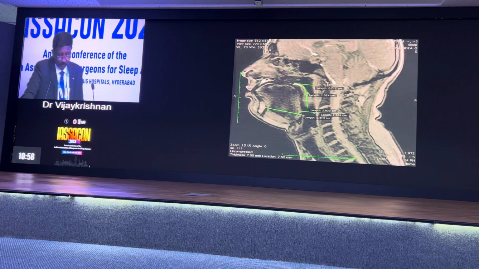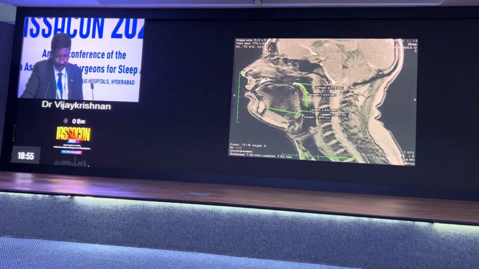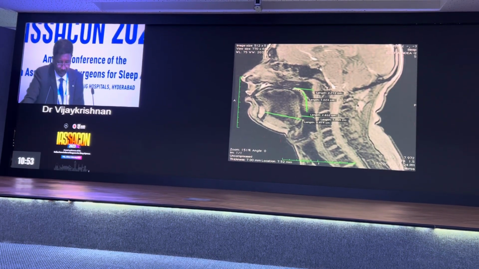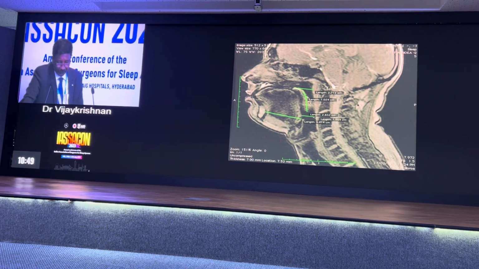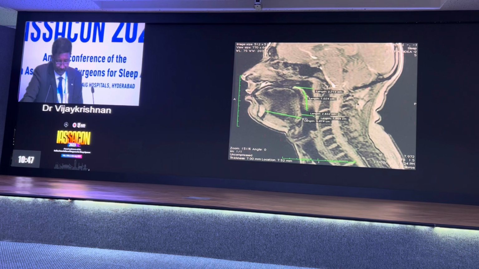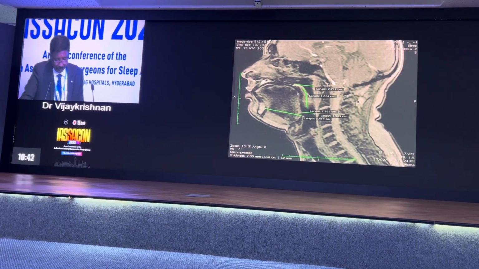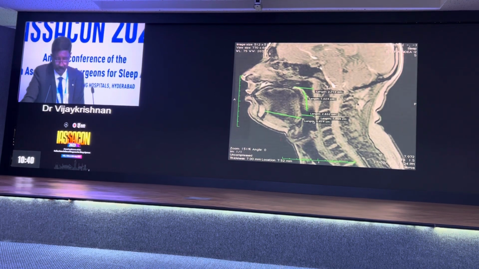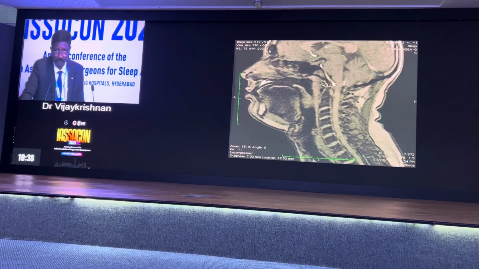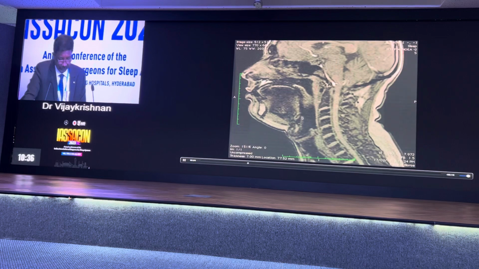And if you use the software, you yourself can assess and measure the length of the posterior airway space at the level of velum, at the level of palate, at the level of tongue base, etc. And you can measure the length of the soft palate and length of the tongue base, etc. So what all you need is a software to look in and measure.